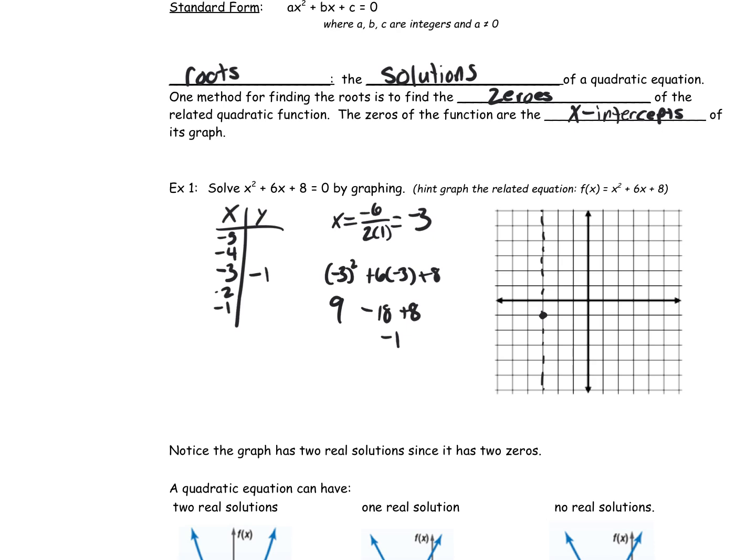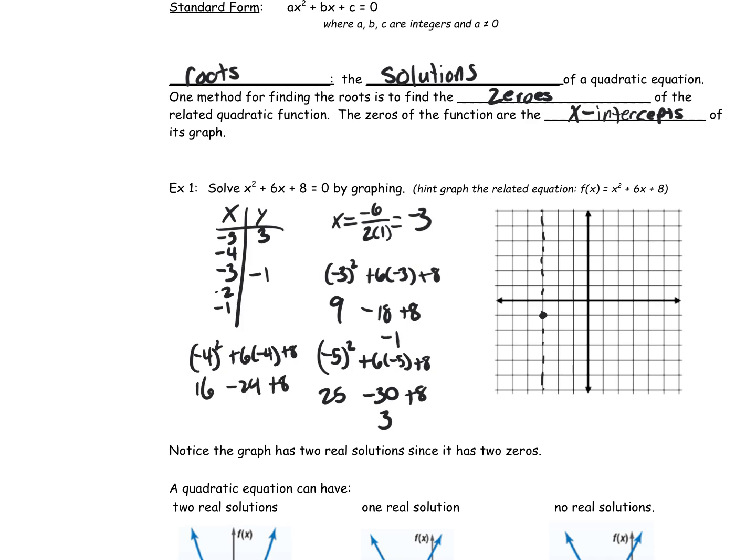So negative 5 squared plus 6 times negative 5 plus 8. So negative 5 squared is 25. 6 times negative 5 is negative 30. 25 minus 30 is negative 5. Plus 8 is 3. And then negative 4, run negative 4 through the function. So it's going to be 16 minus 24 plus 8. 16 minus 24 is negative 8. Negative 8 plus 8 is 0.